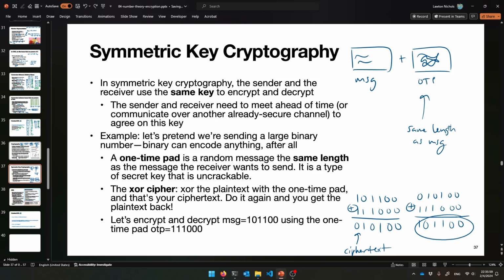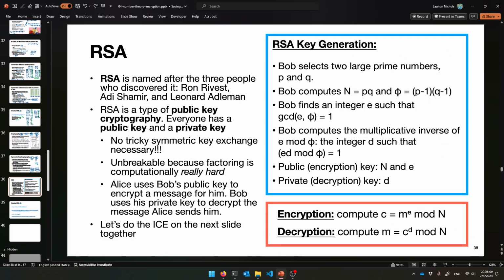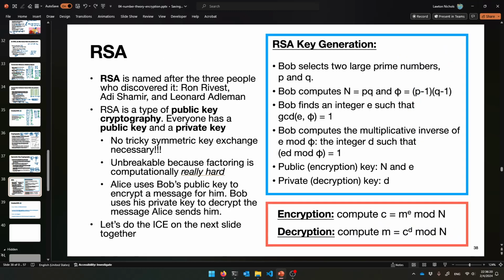Okay, so that's symmetric key cryptography. It's the easiest idea, I would say. As long as you can get together and agree on a secret key, then you're good to go. Sometimes, though, this is impossible, especially across the internet. People don't trust each other. There is a better way when you cannot get together and come up with the same key. You can use different keys, and that's where RSA comes into play.